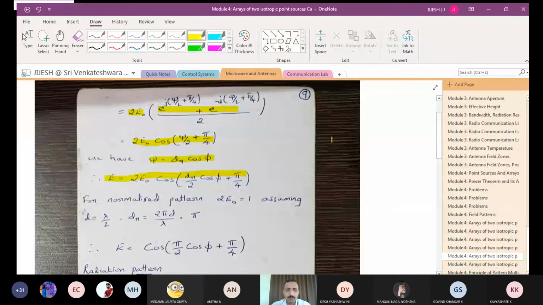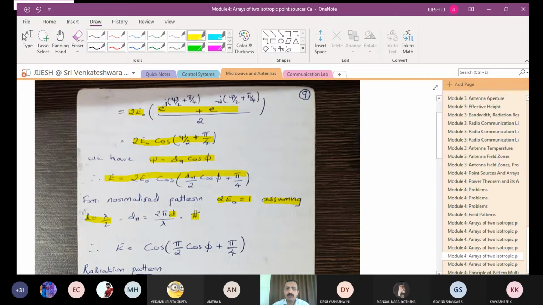So as a normal practice, for the normalized pattern, you know that the 2 E naught value can be taken as 1, and we are going to assume that d is equal to lambda by 2. So what is the equation for dr? We have studied before, dr is equal to 2 pi d by lambda, and when we substitute d there, d is equal to lambda by 2. So I am going to substitute the value of d, lambda by 2. So what you are going to get finally, dr will be equal to pi.